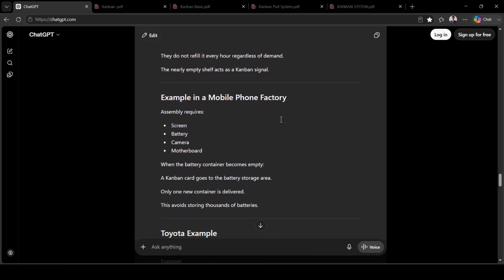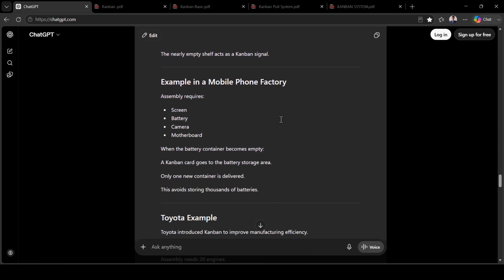So, example in a mobile phone factory, assembly requires screen, battery, camera, motherboard. When the battery container becomes empty, a Kanban card goes to the battery storage area. Only one new container is delivered, and this avoids storing thousands of batteries.